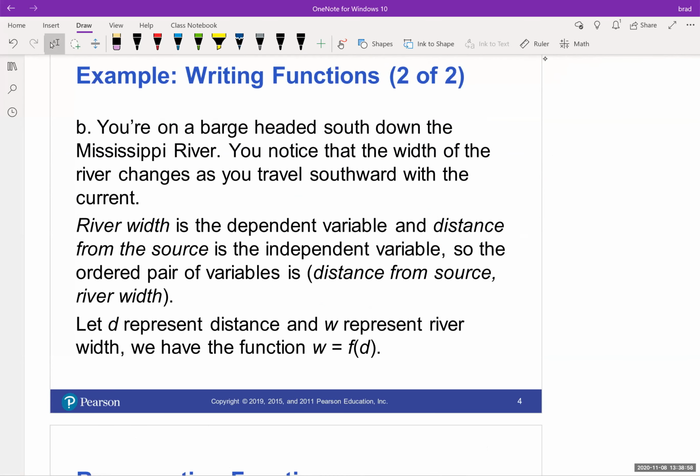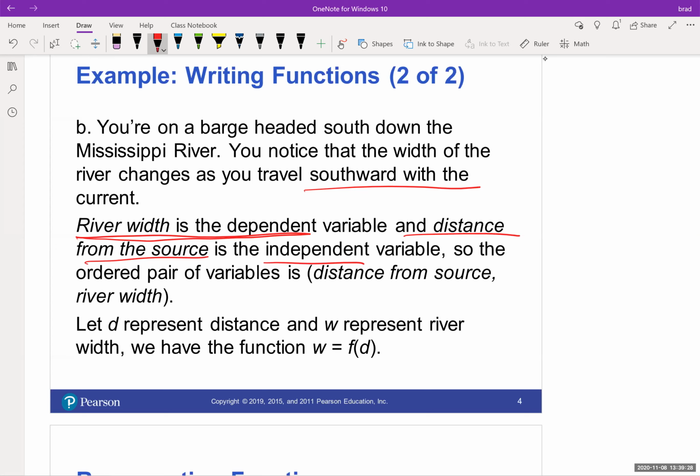It says you're on a barge headed south down the Mississippi River. You notice that the width of the river changes as you travel southward with the current. So the river width is changing based on how far south you go. Okay, so that makes the river width dependent, and the distance from the source is independent, okay?